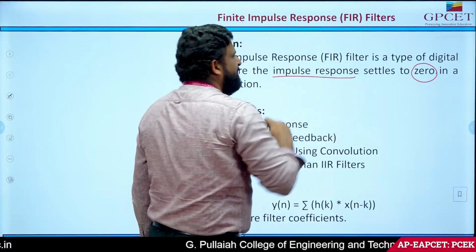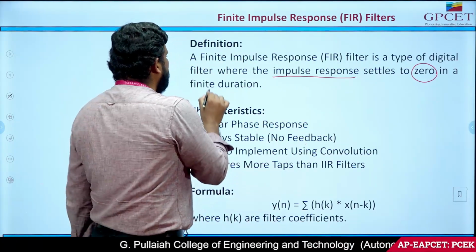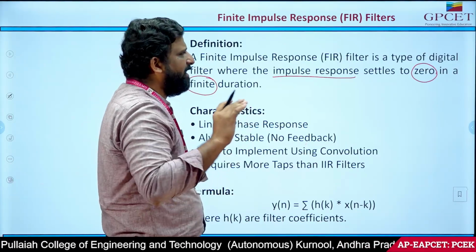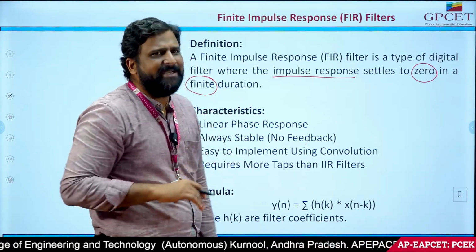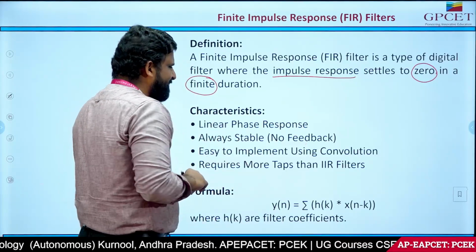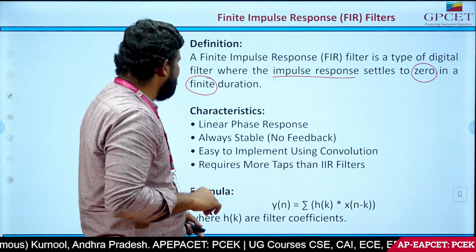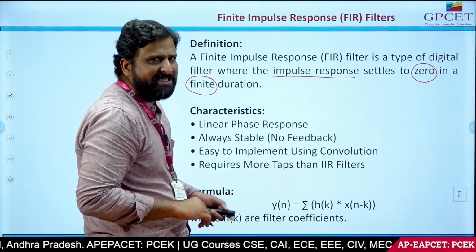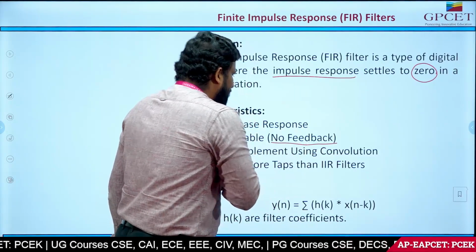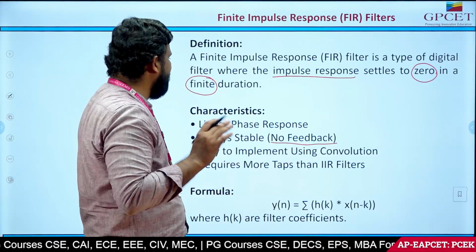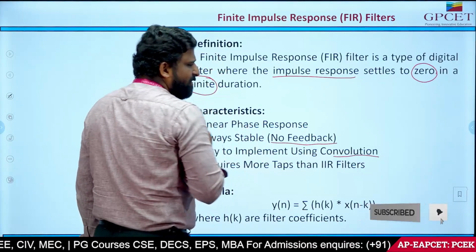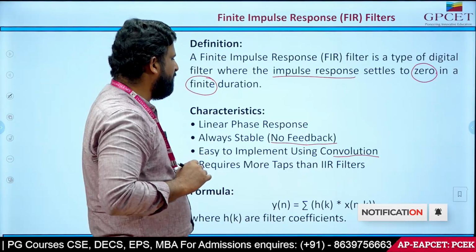The impulse response settles to 0 in a finite duration, countable in a finite duration. Whatever the impulse response, it will settle to 0 in a finite duration. That means it should be countable. And what are the characteristics? The characteristics of this finite impulse response: it has a linear phase response and is always stable. There will be no feedback in this particular FIR filter, and it will be always stable and very easy to implement, all using convolutions.